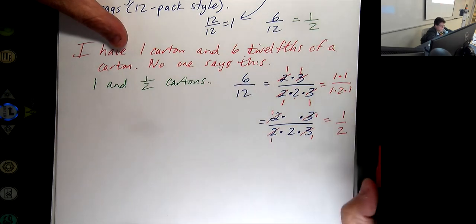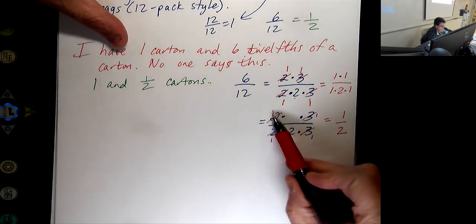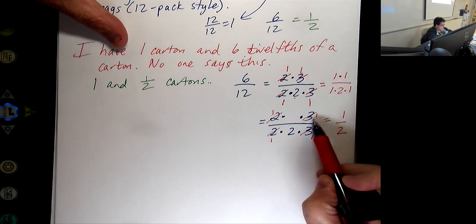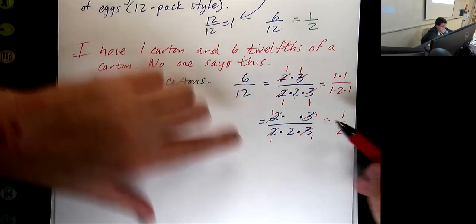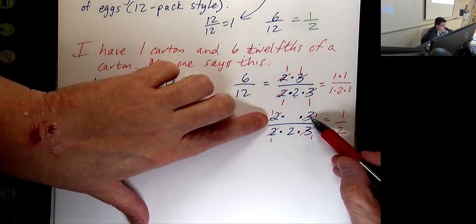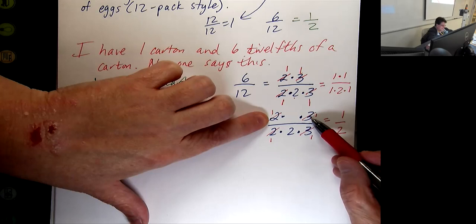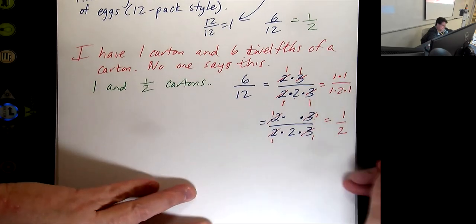But the problem is, if I cross them all off and I don't put the 1s in, what does it look like I have left on top? If I cross off the 2 and the 3 and I don't put 1s, what does it look like I've got left on top? Nothing. So it looks like a 0. It's not a 0. So maybe put the 1s in.